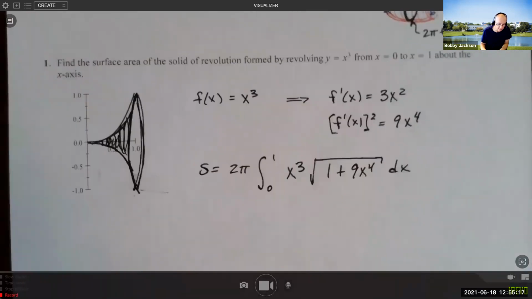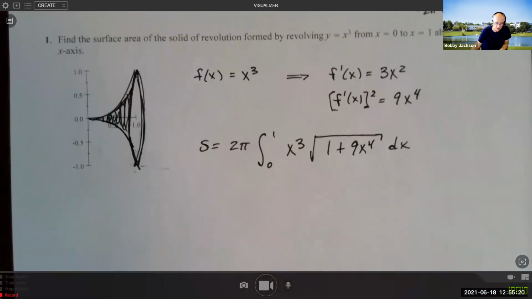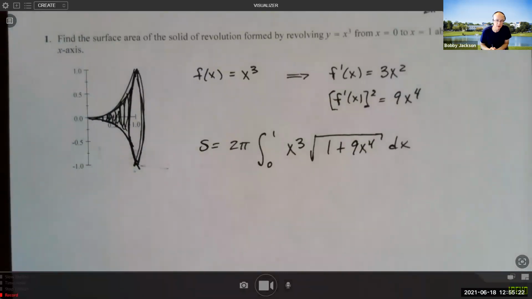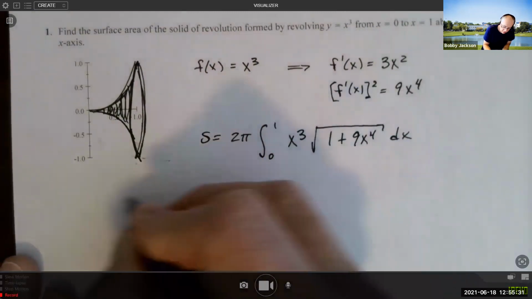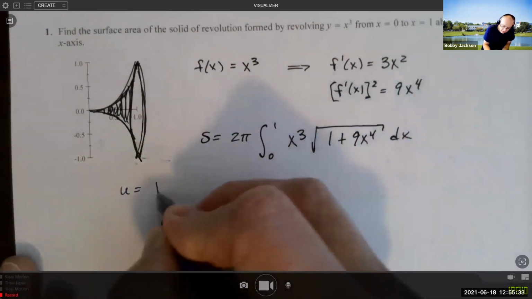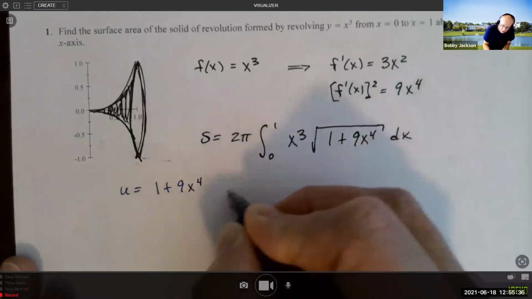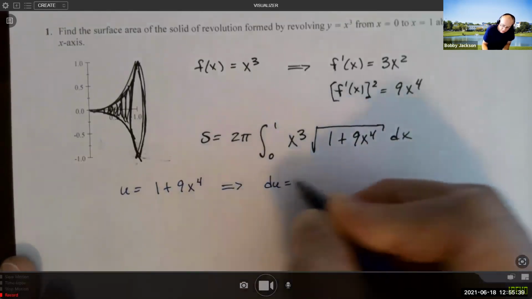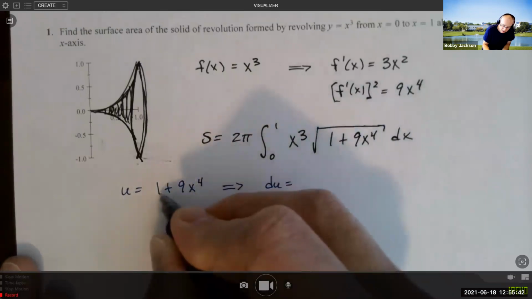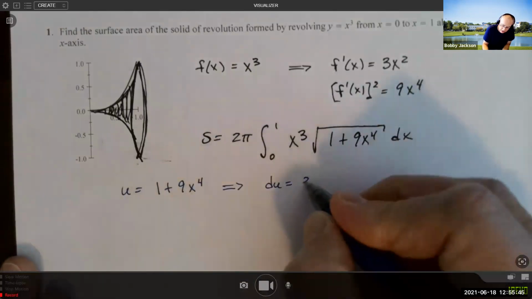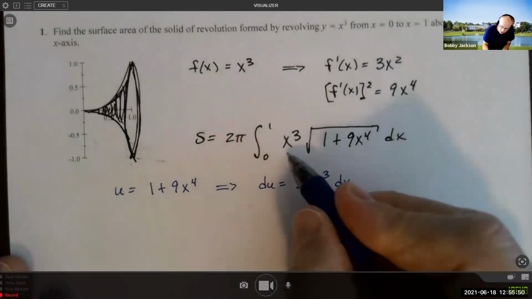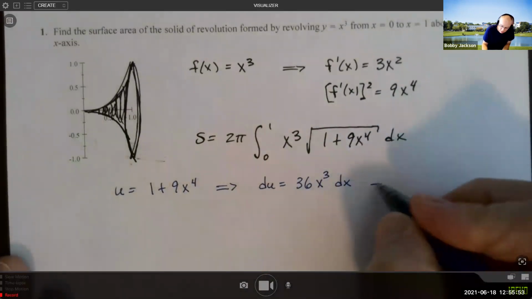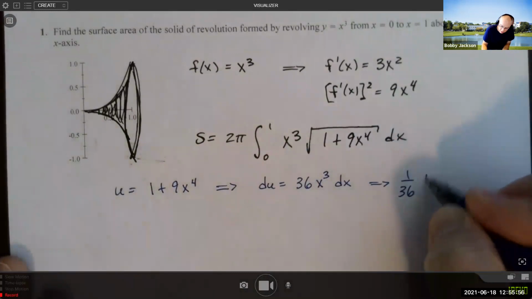Sorry, I'm off the screen. Okay, so now it's just a matter of evaluating this, and we're going to use substitution. You'll see it's going to work. If I let u be the stuff under the radical, then what is my du? The derivative of this is 0, and bringing the 4 down, I get 36x cubed dx. Since I've got an x cubed dx there, I just multiply both sides by 1/36 to balance it out.